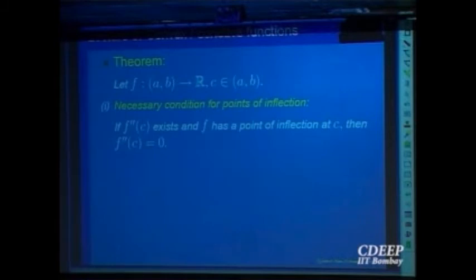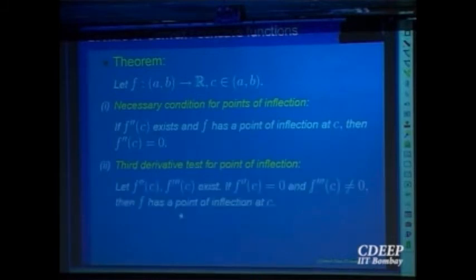It is not necessary that if the second derivative is 0, then it will positively have a point of inflection. This is only a necessary condition. We will give you examples soon. And then there is a third derivative test. The third derivative test says, supposing the second derivative is 0, but the third derivative exists and is not equal to 0, then it is a point of inflection.